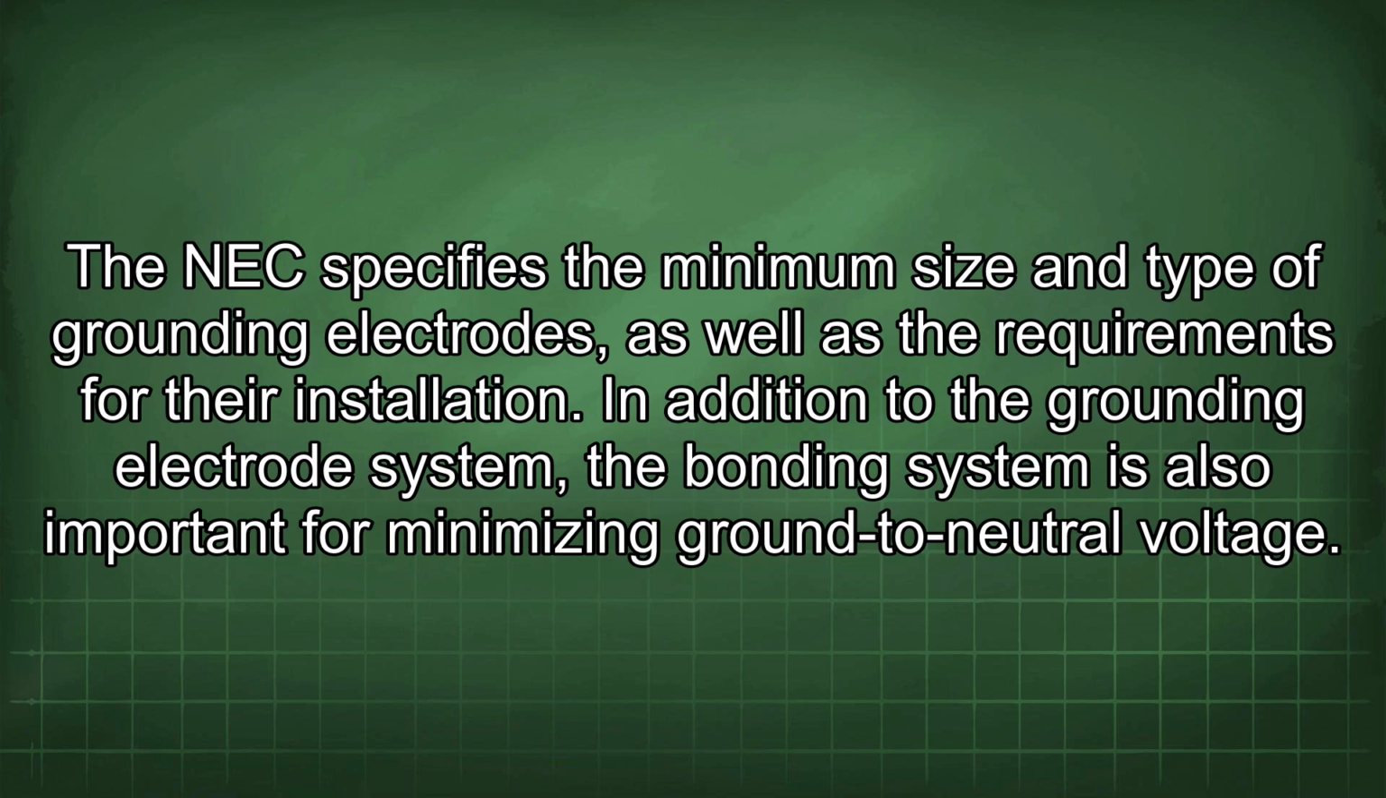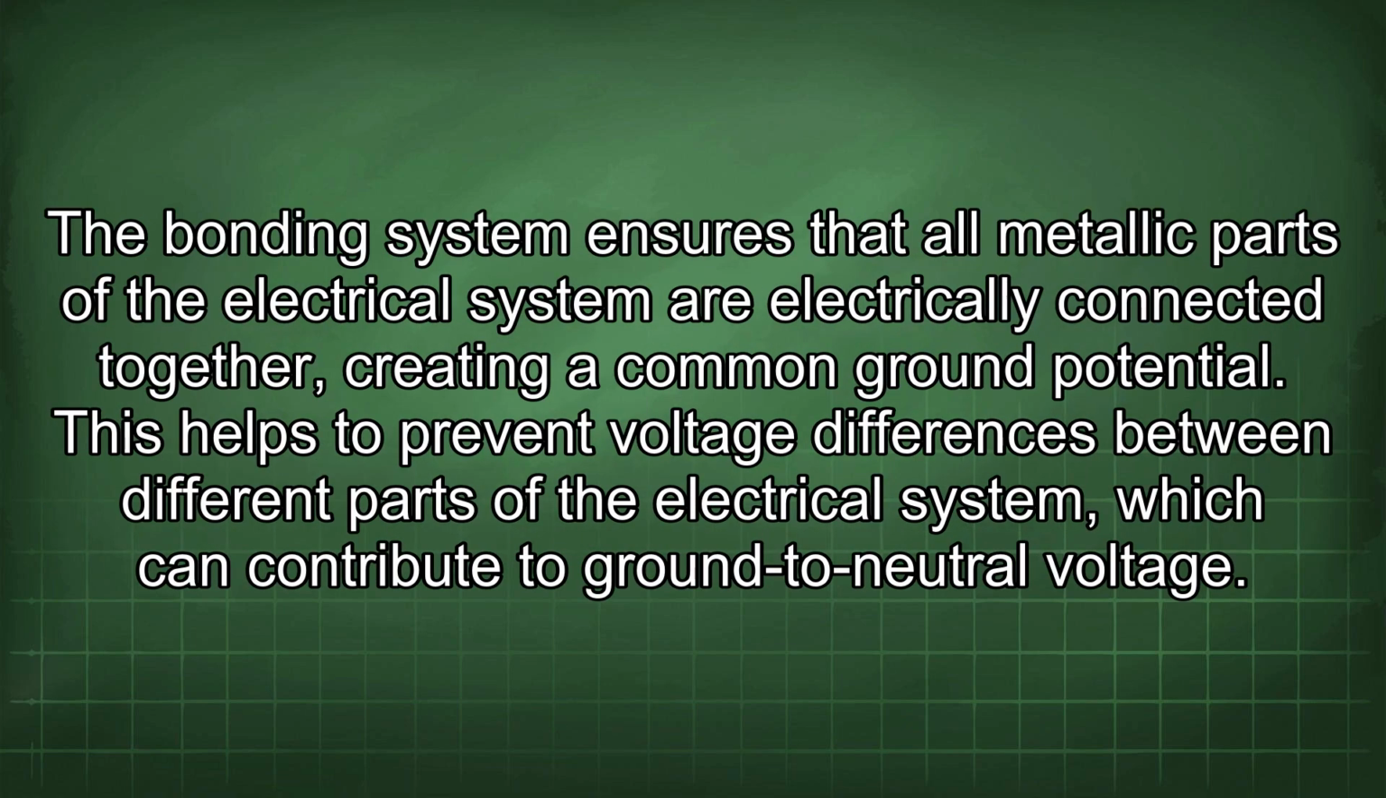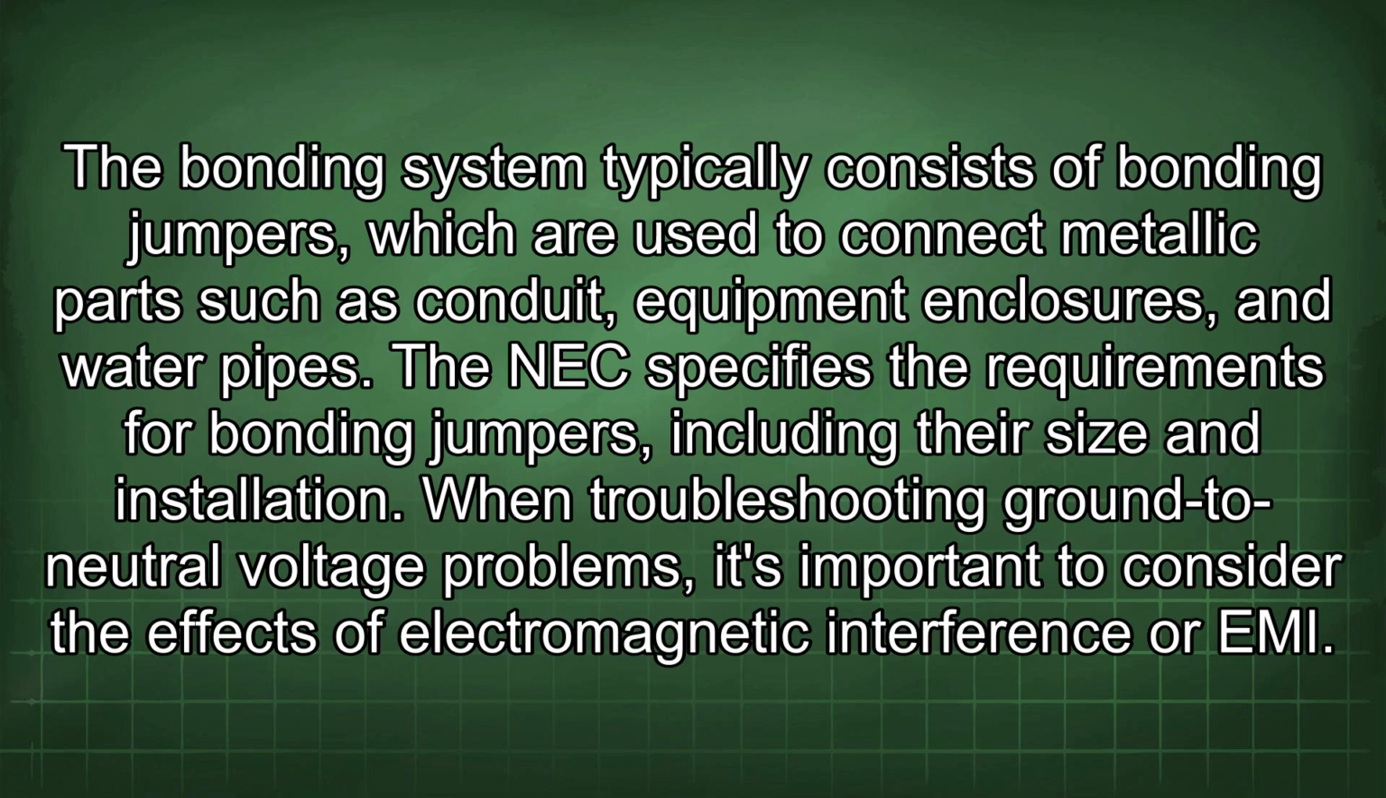In addition to the grounding electrode system, the bonding system is also important for minimizing ground-to-neutral voltage. The bonding system ensures that all metallic parts of the electrical system are electrically connected together, creating a common ground potential. This helps to prevent voltage differences between different parts of the electrical system, which can contribute to ground-to-neutral voltage. The bonding system typically consists of bonding jumpers, which are used to connect metallic parts such as conduit, equipment enclosures, and water pipes. The NEC specifies the requirements for bonding jumpers, including their size and installation.